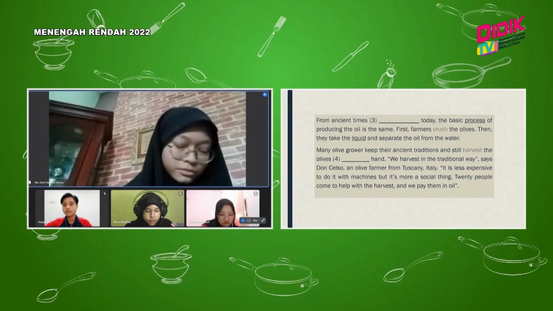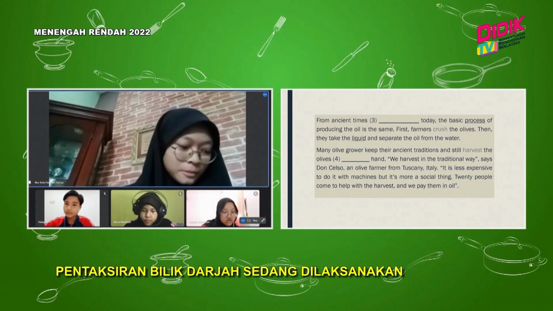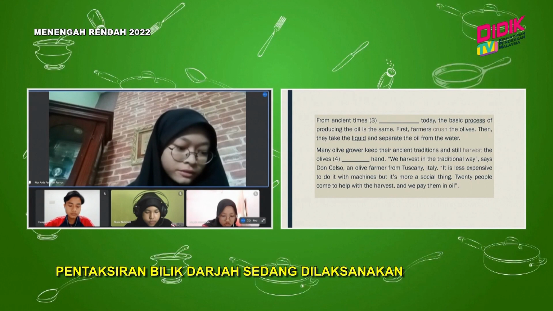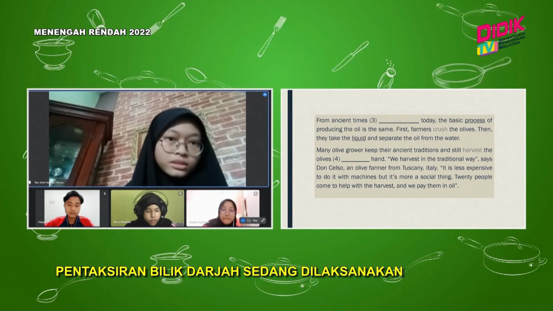From ancient times until today, the basic process of producing the oil is the same. First, farmers crush the olives, then they take the liquid and separate the oil from the water.